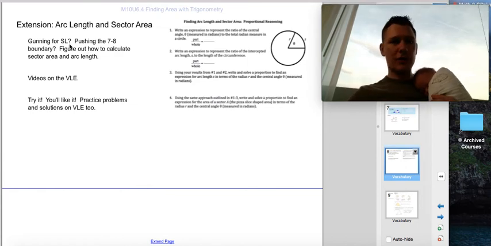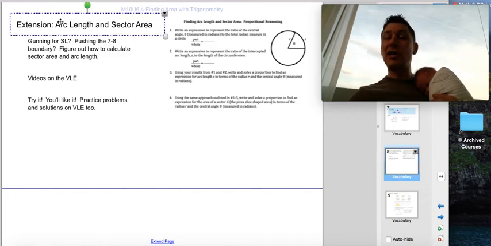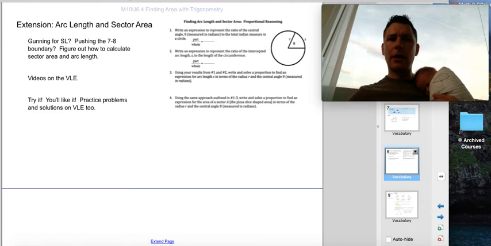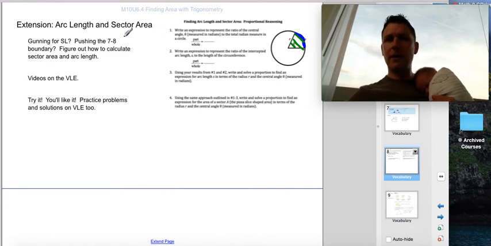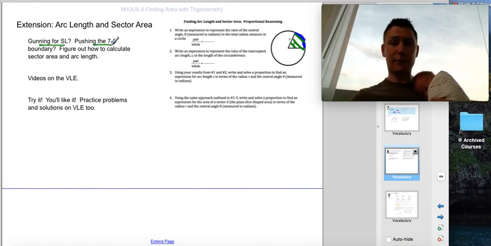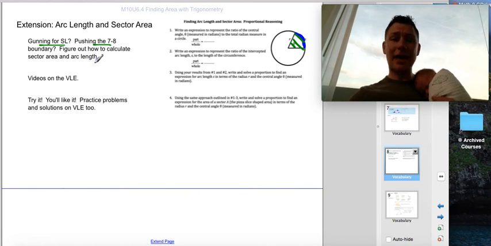If you're feeling like a champion and you run through this homework and you're comfy with it, check out the extensions on arc length and sector area. The arc length is this length on a circle if you're given an angle, and the sector area is the area of the slice of pizza that you get. They're important in SL, so if you're pushing for 7s and 8s, figure out how to calculate those.